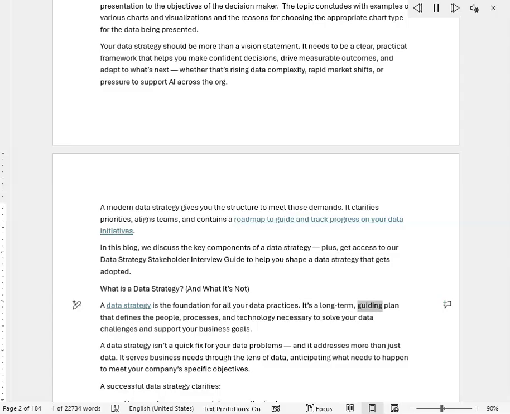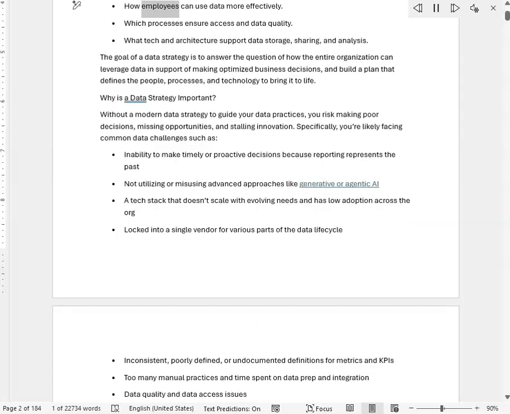It's a long-term, guiding plan that defines the people, processes, and technology necessary to solve your data challenges and support your business goals. A data strategy isn't a quick fix for your data problems, and it addresses more than just data. It serves business needs through the lens of data, anticipating what needs to happen to meet your company's specific objectives. A successful data strategy clarifies how employees can use data more effectively, which processes ensure access and data quality, what tech and architecture support data storage, sharing, and analysis.